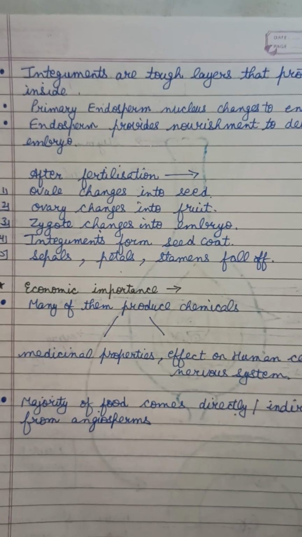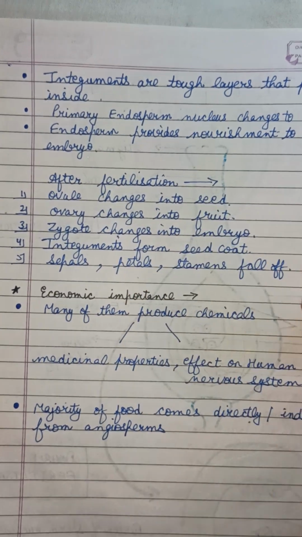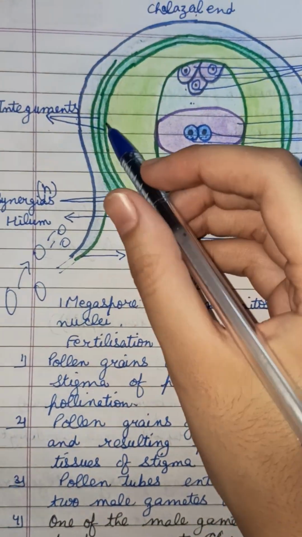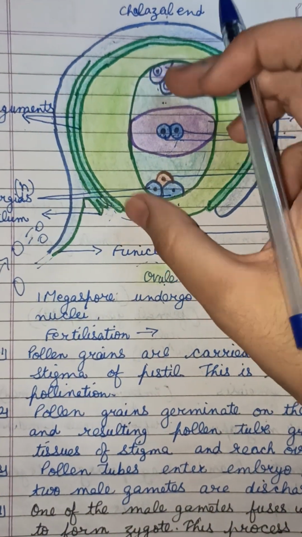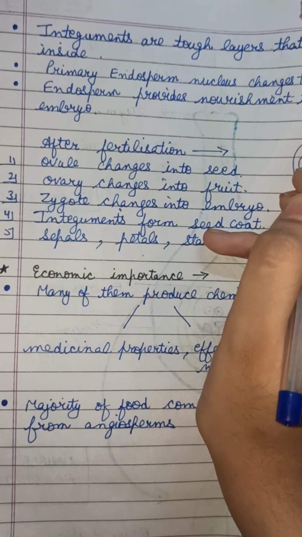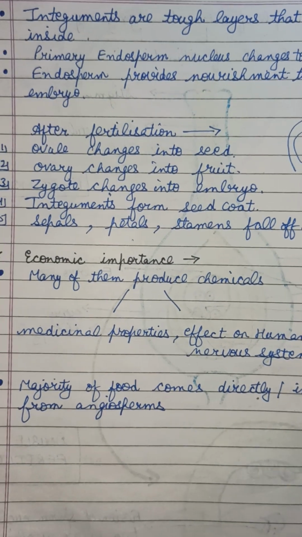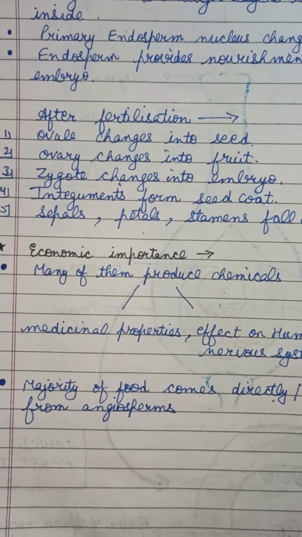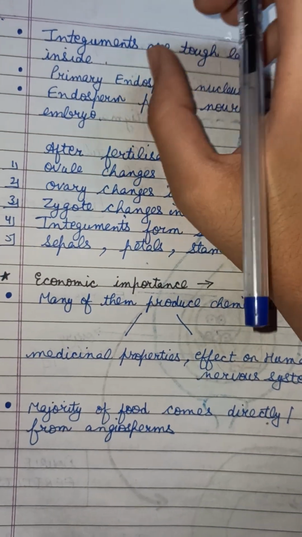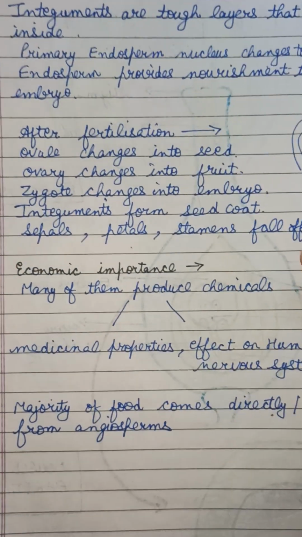Now I have summarized some points here. Integuments are the tough layers that protect ovules inside. I have already told you that integuments are the protective covering of the ovule. Next point is primary endosperm nucleus changes to endosperm, and endosperm provides nourishment to the developing embryo. In higher classes, I think in 12th class, you will study that embryo is developed after the development of some of the endosperm. Why? Because endosperm provides nourishment to the developing embryo.